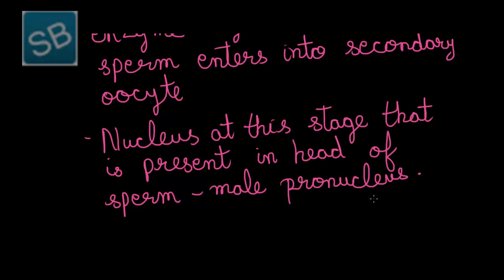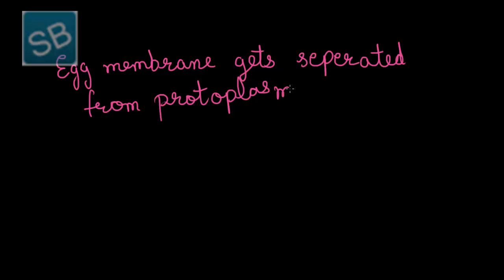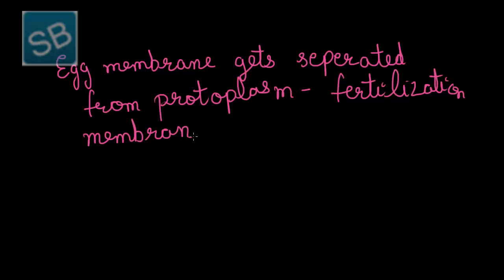It is after this that the entry of the sperm induces some immediate changes in the oocyte, as a result of which the egg membrane gets separated from the protoplasm. This is known as the fertilization membrane. Therefore, the fertilization membrane can be defined as the egg membrane which is detached from the protoplasm. Its main function is that it prevents the entry of other sperms.